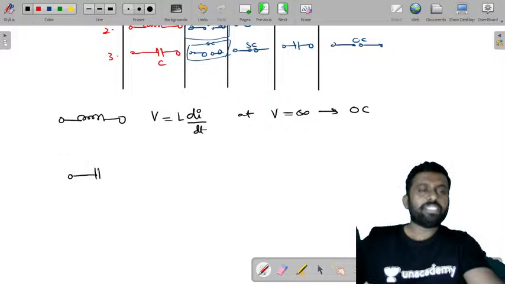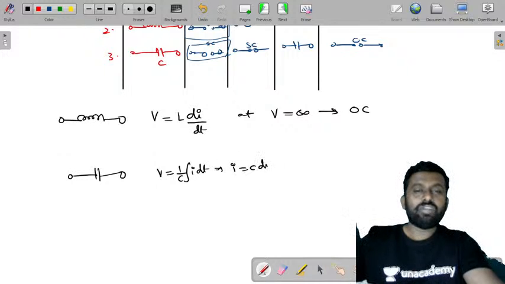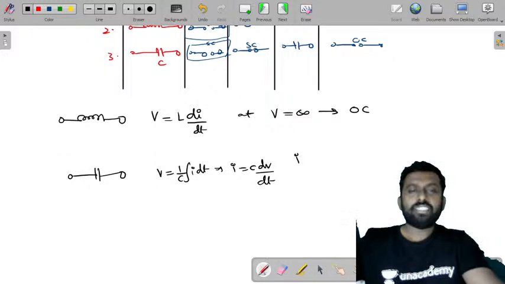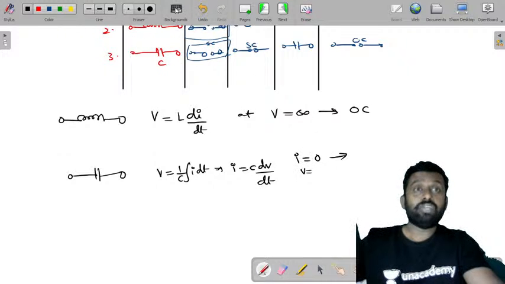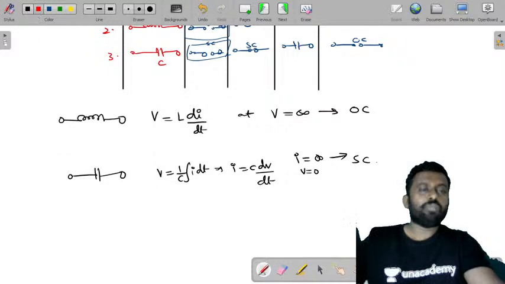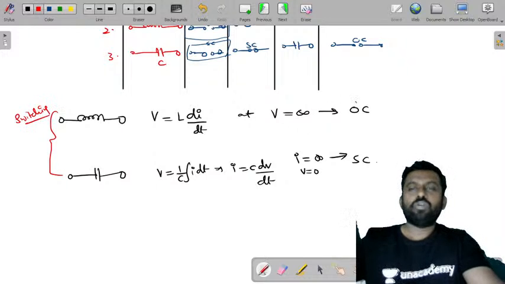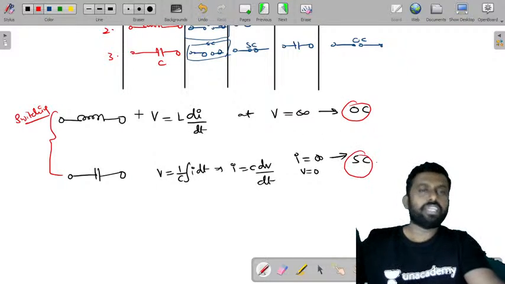Now if you take a capacitor, the voltage V is equal to 1 by C integral of i dt, or you can also write it as i is equal to C dV by dt. Here the voltage is 0 or the current is infinity, and it will act like a short circuit whenever there is a switching operation. The inductor will act like an open circuit and the capacitor will act like a short circuit whenever there is a switching operation. So generally we will represent a switch like this.